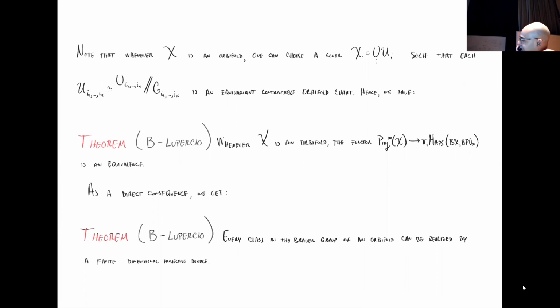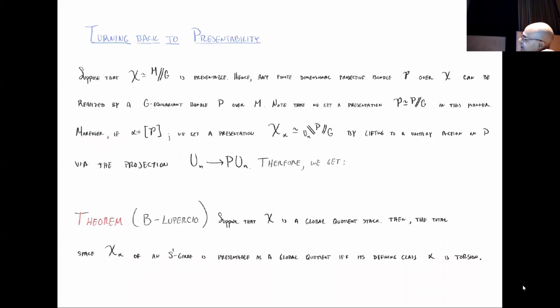And now let me end just by explaining how this is related to the problem of presentability as a global quotient. Suppose that X is a global quotient stack, and if we take such a global quotient and a finite dimensional projective bundle P over X, then this projective bundle can be realized by means of a G-equivariant bundle on M. And moreover, this provides a global quotient presentation of the total space of the bundle as a global quotient stack of P divided by the action of the group G.